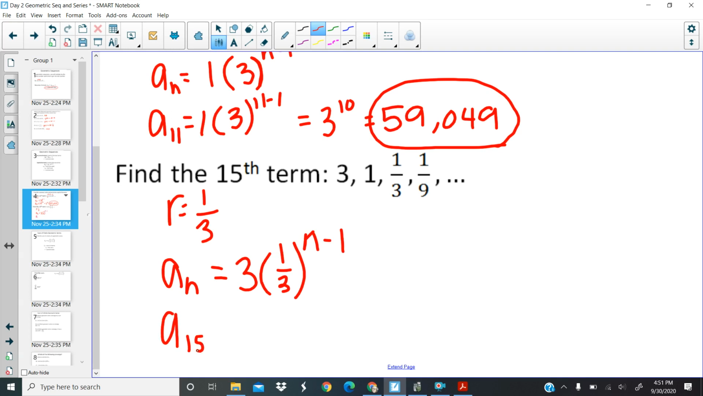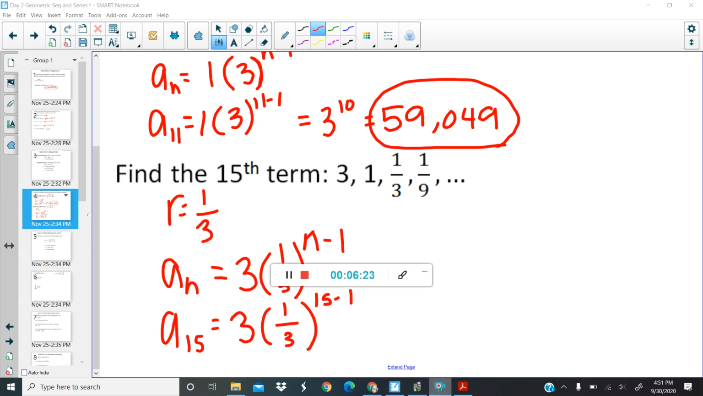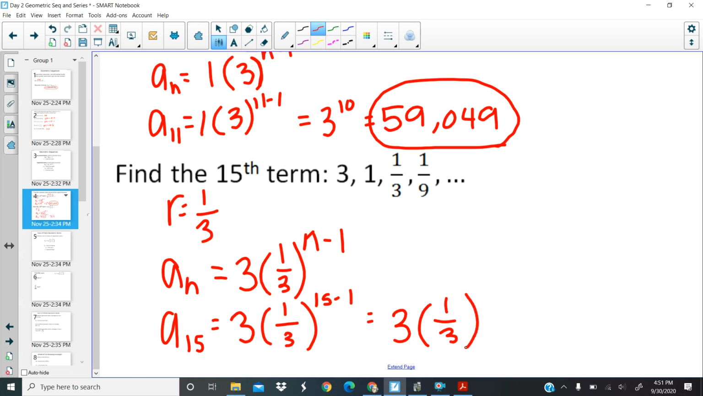So a sub 15 equals 3 times 1/3 to the 15 minus 1 power. So that is going to end up being 3 times 1/3 to the 14th power. And I can go ahead and tell right now that 1/3 to the 14th power is going to work out to be a really, really small number.